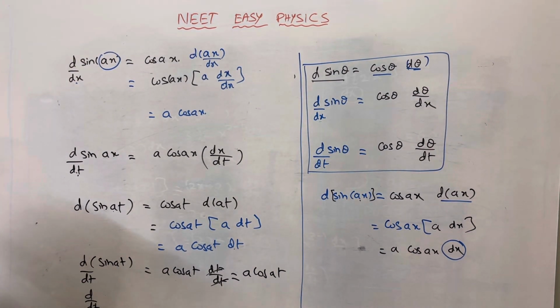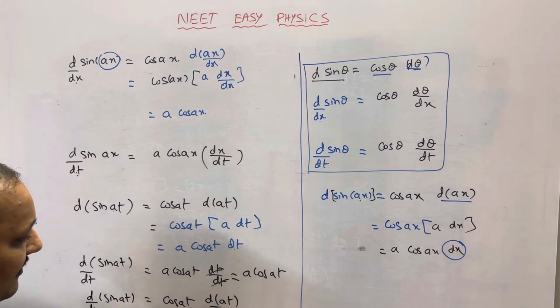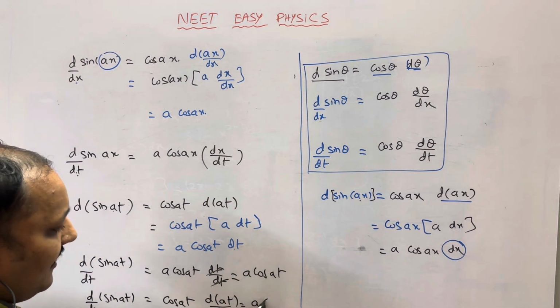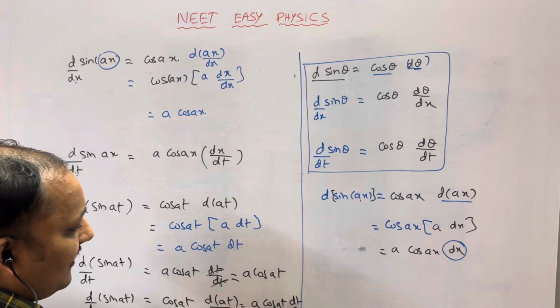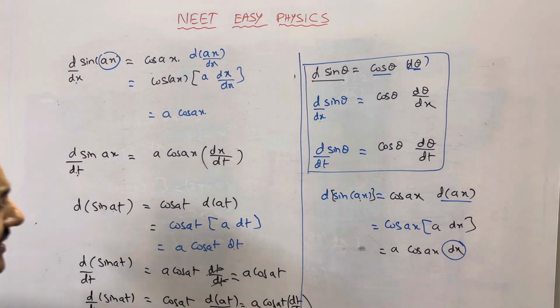Now the same question: the derivative of sin at with respect to x, let us assume. How will we write it? Cos at into the derivative of at by dx. So the final answer will be a cos at dt by dx. What comes in the denominator stays as it is. This is the derivative of sin theta.